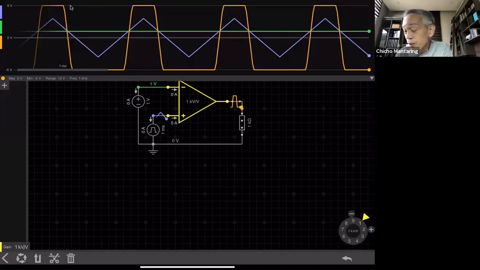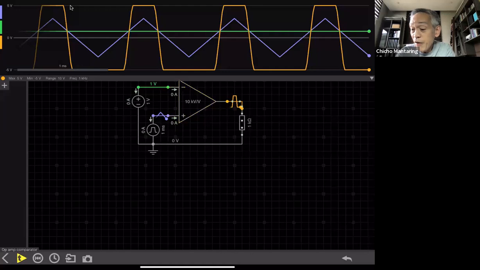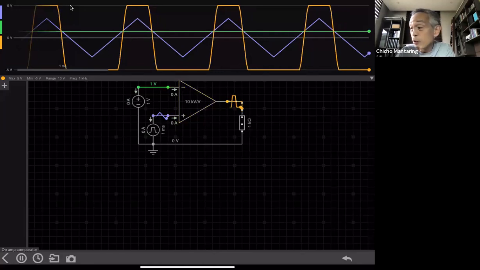Just going to, so this is now 1,000. This is 1,000 volts per volt. And I just want to make it equal to 10,000. So I adjusted my gain. If you take a look, my gain is now 10,000 volts per volt, which is a typical op-amp gain. If I continue the simulation now, take a look at what happens to my output.